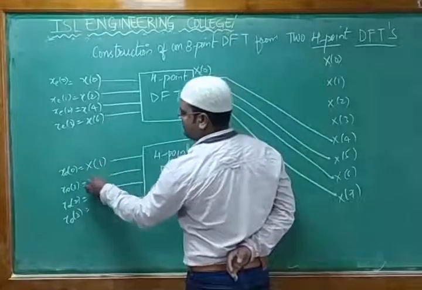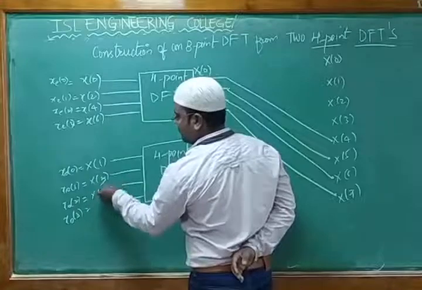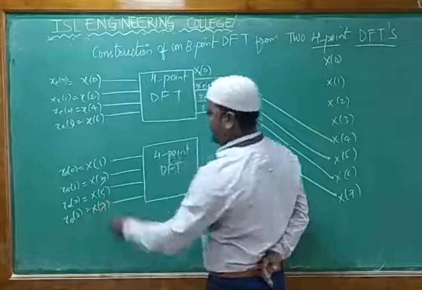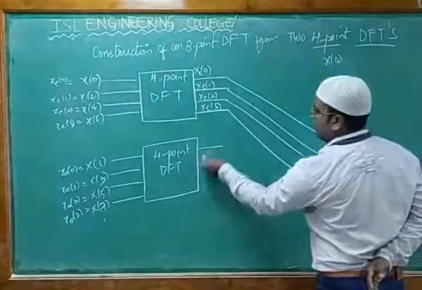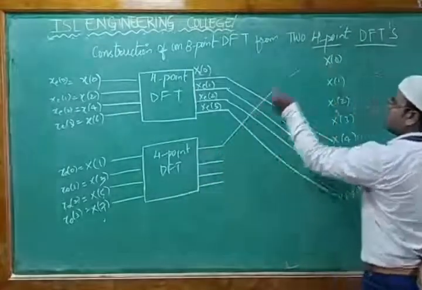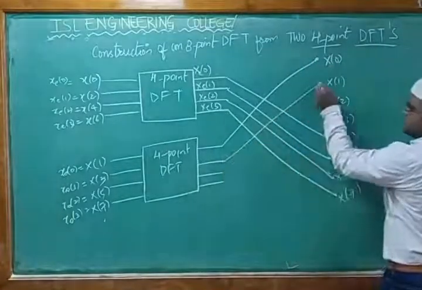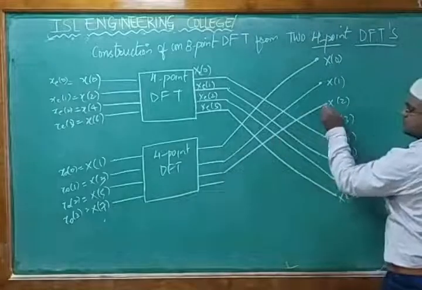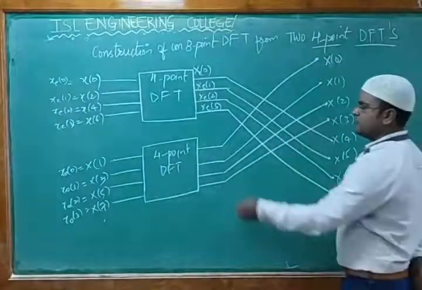X of 1, then X of 3, next X of 5, then X of 7. That indicates it's an odd component. So to write the odd component, what will we do? 1, 2, 3 and 4. We will start combining from 0. So this is the first output, this is your second, this is your third, this is your fourth.